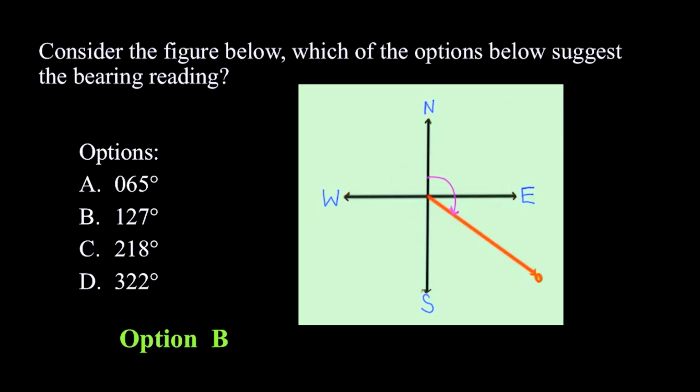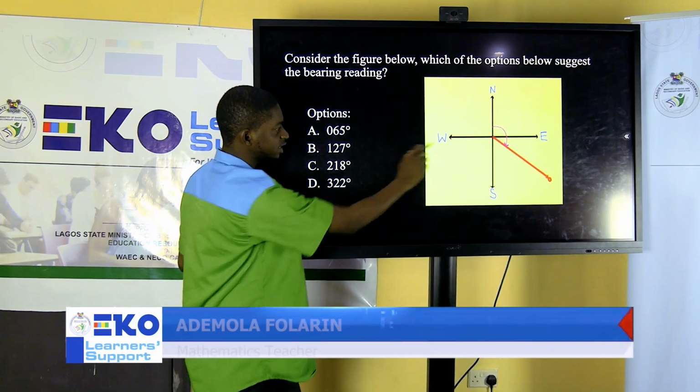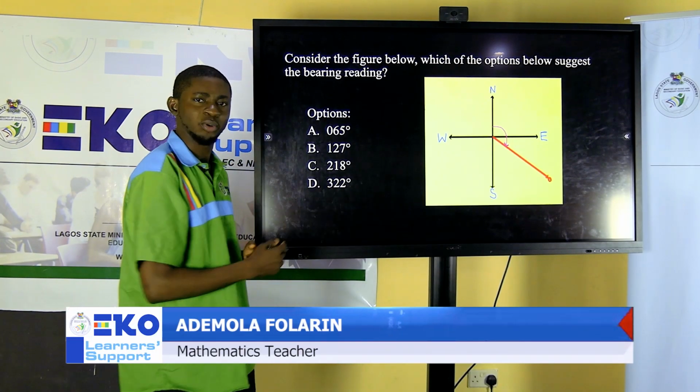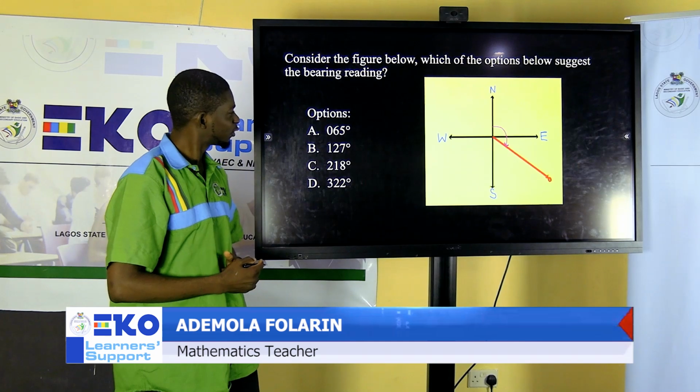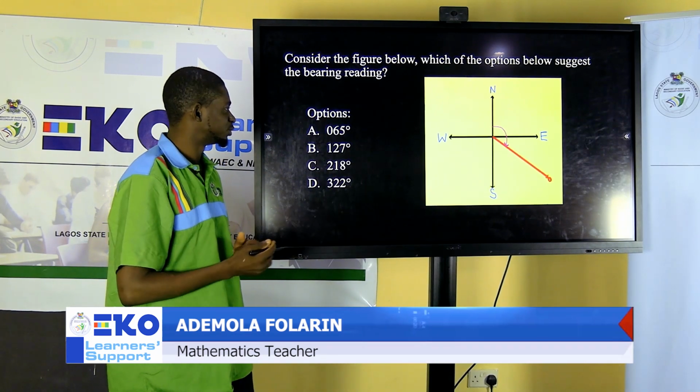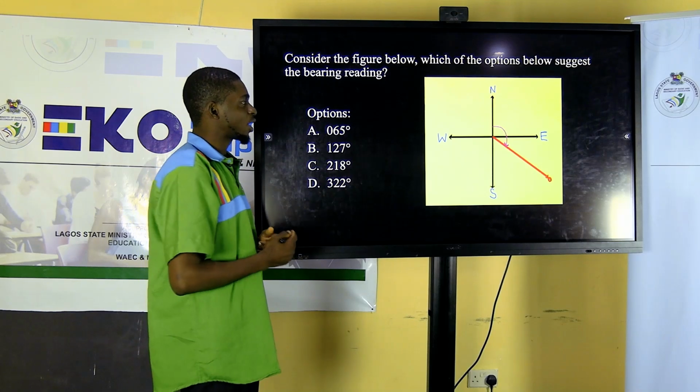Let's look at this. We are going to be connecting the knowledge of our last class to this new class. Consider the figure below, that is this diagram. Which of the options suggests the bearing reading of that point? Among these options, which one do you think suggests what the bearing reading of that point is? Good. So let's see what our answer will be.